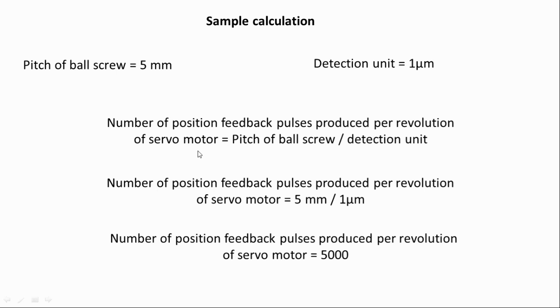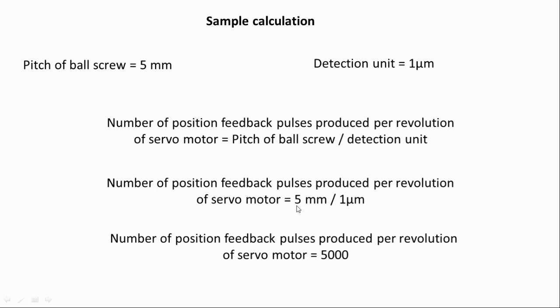So that is the equation here. To calculate the number of position feedback pulses produced per revolution of servo motor is the pitch of ball screw divided by the detection unit. So I entered the values here. Pitch of ball screw is 5 mm, and detection unit is 1 micron. So if you calculate 5 mm divided by 1 micron, the total value will come to 5000 pulses. Okay, so how will we calculate?